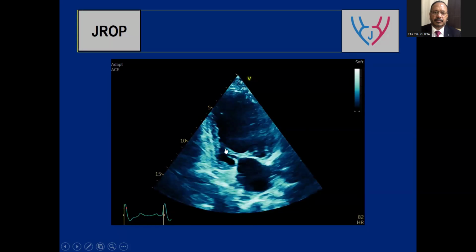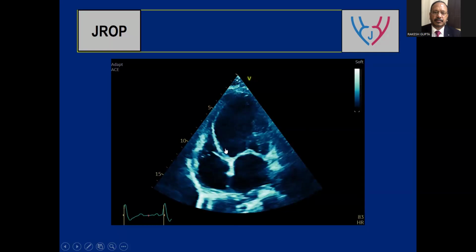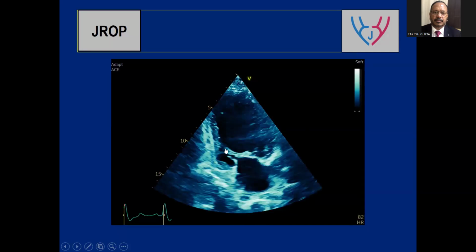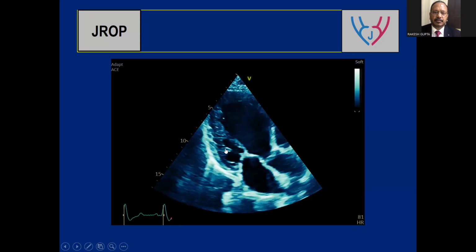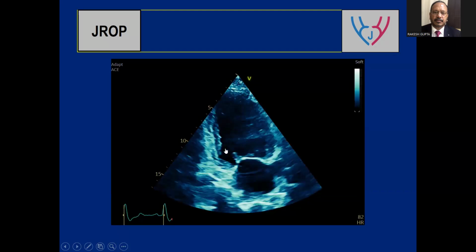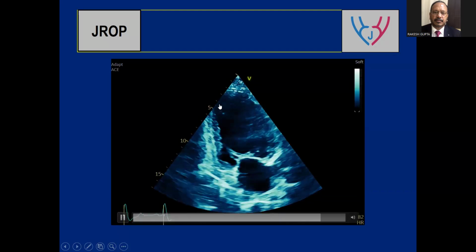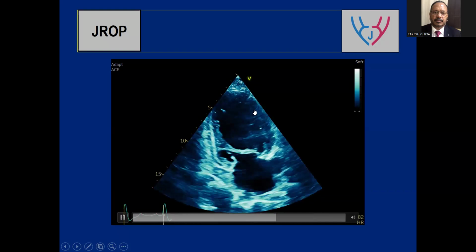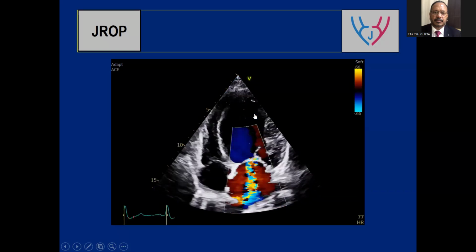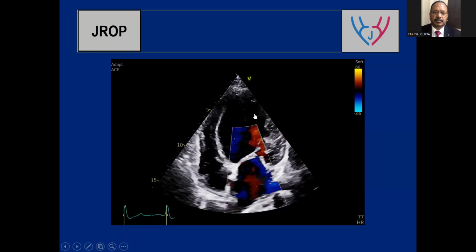Then we have a two-chamber view. In this two-chamber view, what do we see? We see the apical inferior wall, apical lateral wall, apical anterior wall, mid-anterior wall. They're almost akinetic.